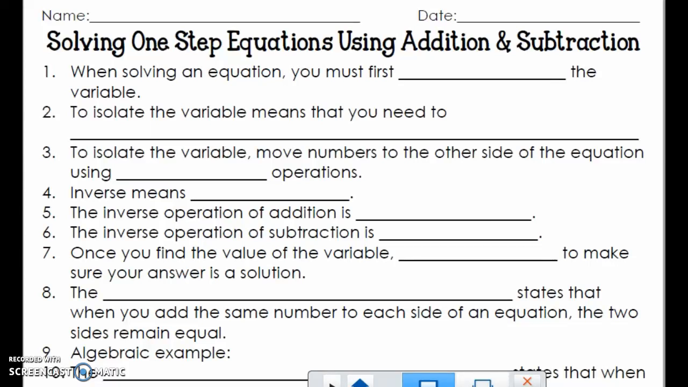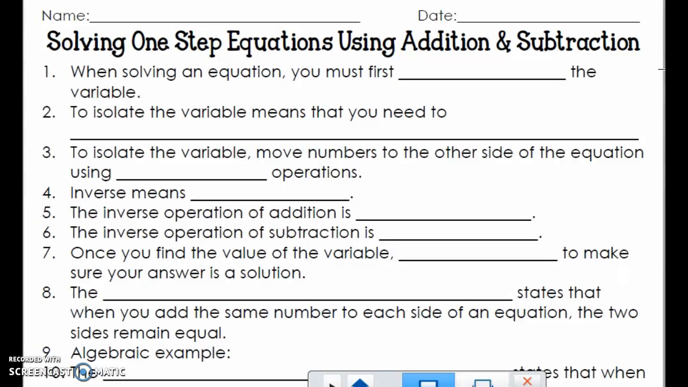Hey guys, today we're going to review solving one-step equations using addition and subtraction. Make sure you have these notes in front of you. Make sure your name and date are at the top. You learned about this last year in 6th grade, but right now the thing that's different about it is that we are going to throw some negatives and positives at you.